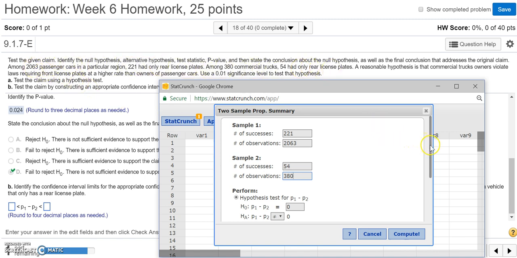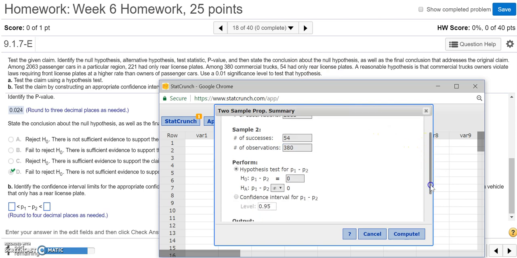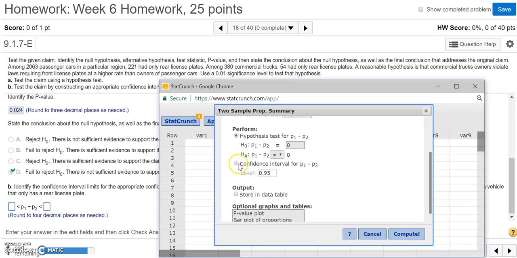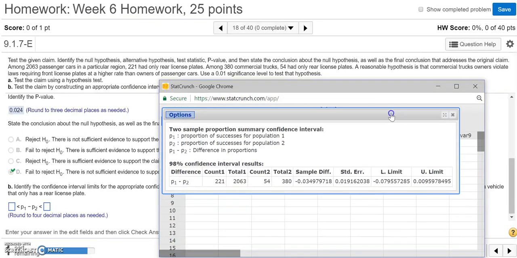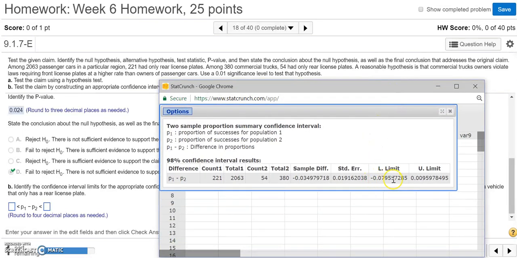And now, instead of doing a hypothesis test, which we were doing before, I'm going to select to do a confidence interval. It defaults to doing a hypothesis test, so we do need to select this specifically. And for the confidence level here, again, I said it was 98%, so we enter it here as a decimal, as 0.98, and I'm going to click Compute. So this is my confidence interval. This is the lower limit, and this is the upper limit.